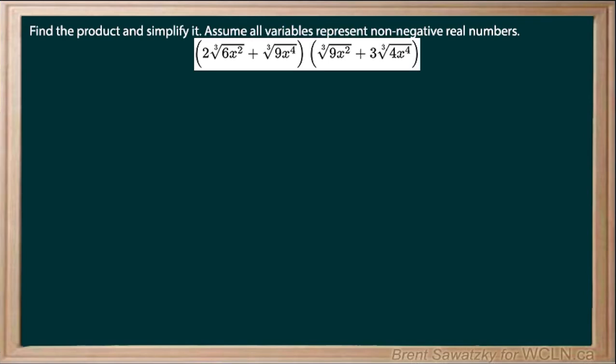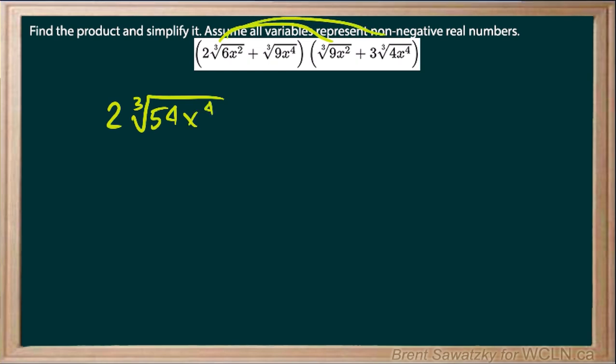Okay, we have quite a few multiplications to look after, so we'll just do them carefully, step by step. First two terms, we end up with a 2, and then the cube root of 6 times 9 is 54. x squared and x squared is x to the 4.